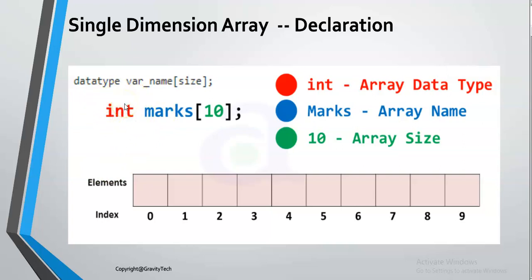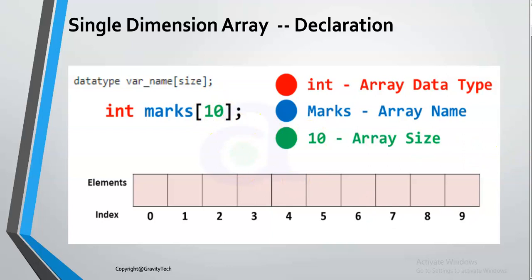You need to specify what type of values you want to keep inside this variable, inside the array, and what the size of that array will be. That's what basically you need to give. So data type declares the base type of the array, which is the type of the element in the array. Var name is the name of the array, that is the name of the variable or the name of the memory location. Size defines how many elements the array is going to hold. Size is also called what? Dimension. So this is what we call a dimension.